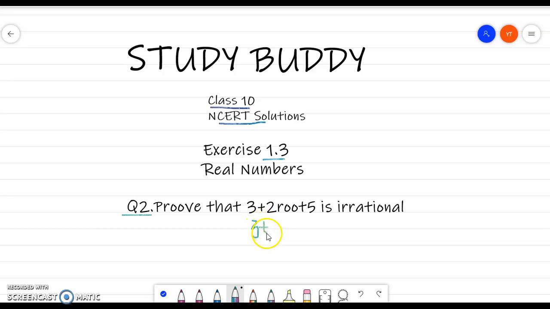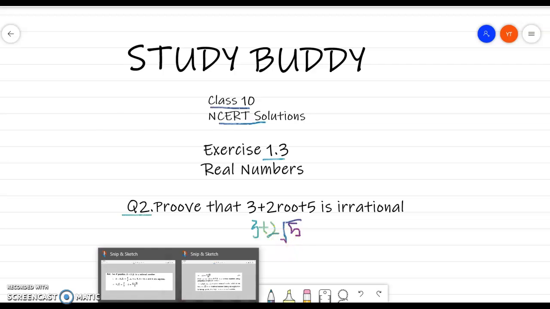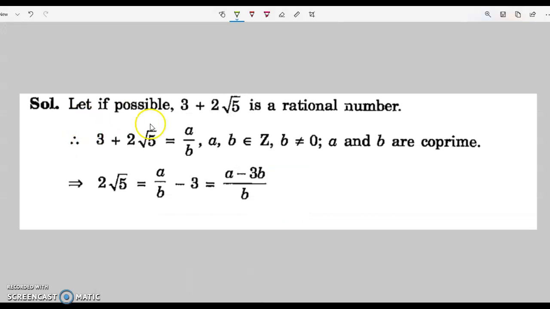So they're asking us to prove how this 3 plus 2 root 5, this number is an irrational number. They're asking us to prove how this is irrational. So let's go ahead with the solution. If possible, let us consider 3 plus 2 root 5 to be a rational number.